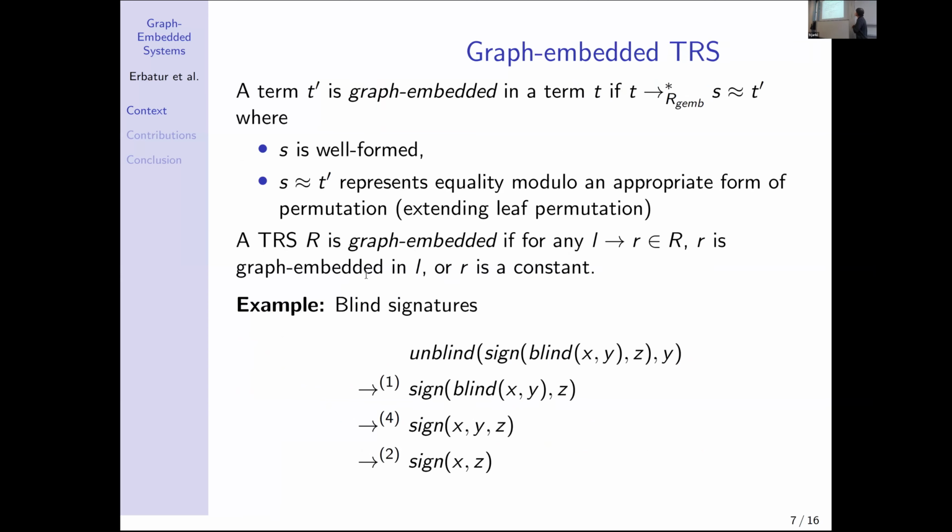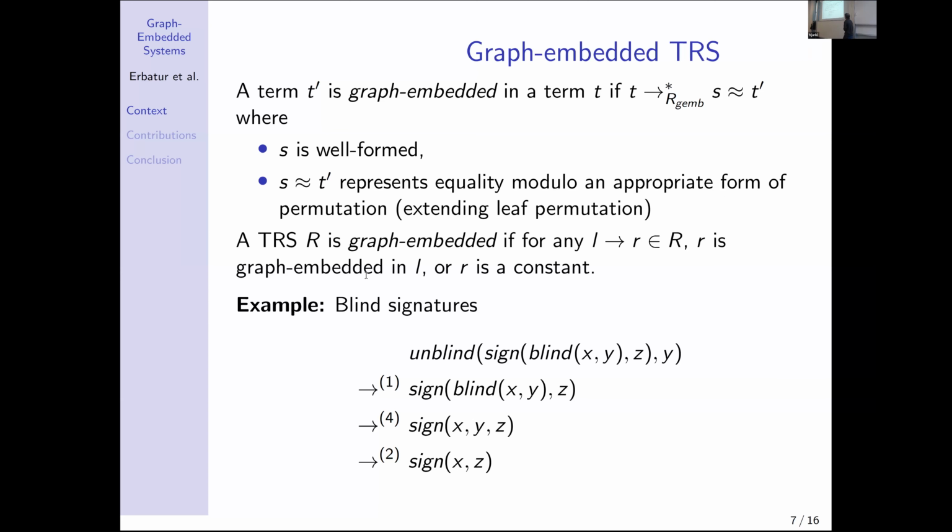And here is a formal definition of what we call the graph-embedded term rewrite system. It's a term rewrite system where the right-hand side is obtained by applying this rule schema. And in addition, we also consider a kind of permutation to complement what we already do during the application of the rule schema. This is what we call a graph-embedded term rewrite system.